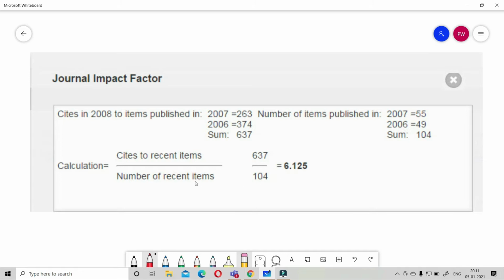And the other way is if you increase the citations. So the only ways are: number one, decrease the number of publications, which is obviously not possible, because for a standard journal, if they are taking 10 to 15 articles to be published every year, then they have to publish 10 to 15 articles.